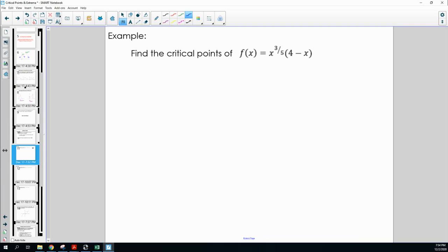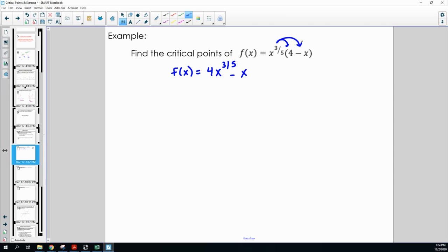So we can do one of two things. You can either use the product rule, or you can distribute the x to the 3/5 and use the power rule, which I'm going to do because it's a little bit easier. So I'm going to rewrite this as f of x equals 4x to the 3/5 minus x.